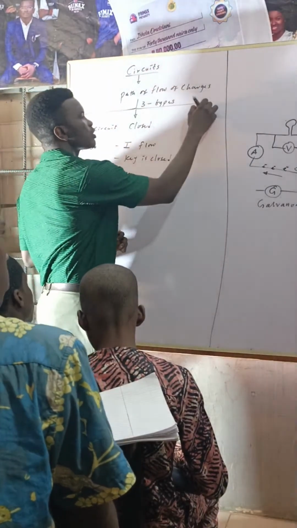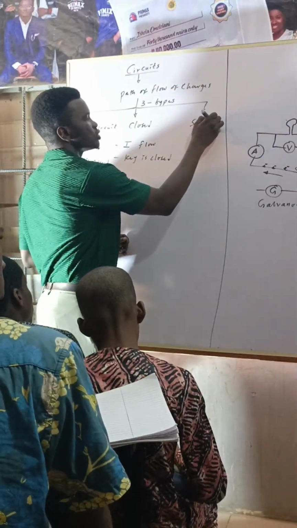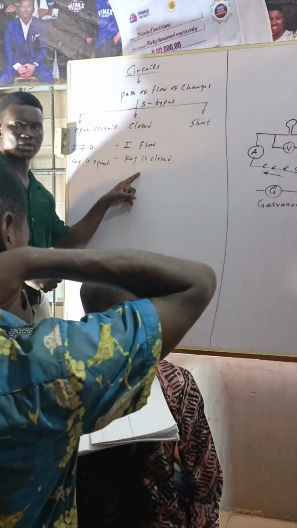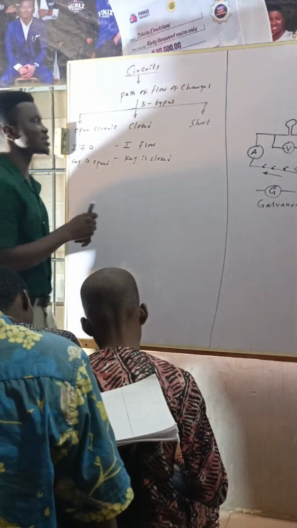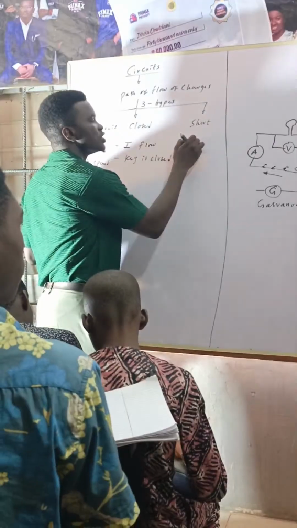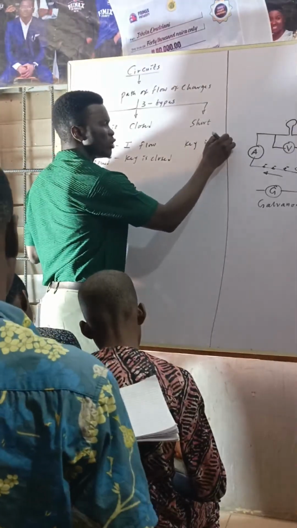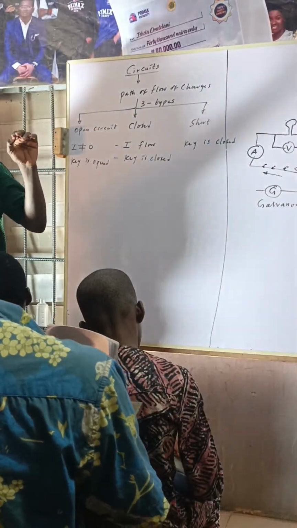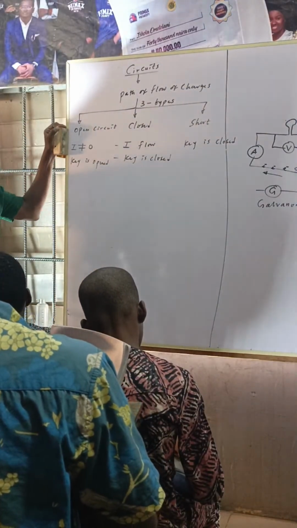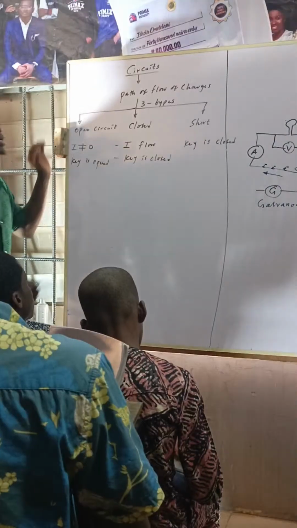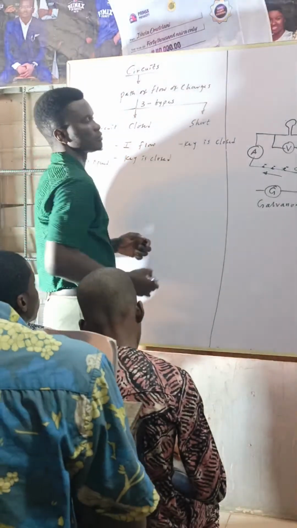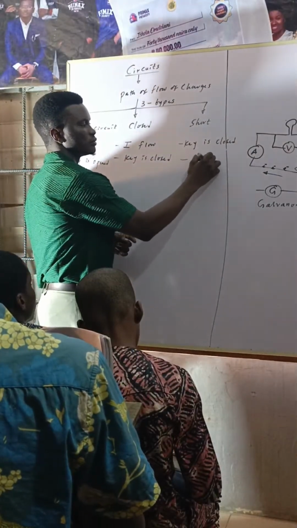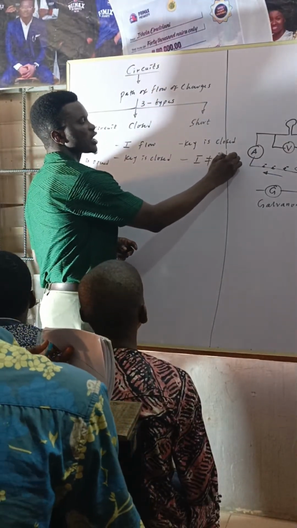Now we have what we call a short circuit. In a short circuit, the key is also closed. But the problem there is that when the key is closed, is current flowing? Now, if current is flowing, the current will not be allowed to pass through the load.